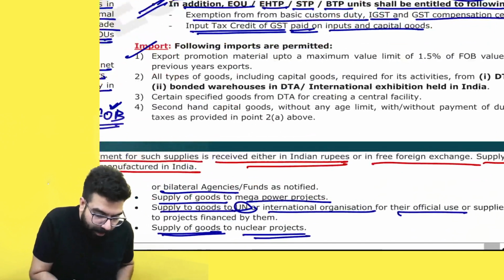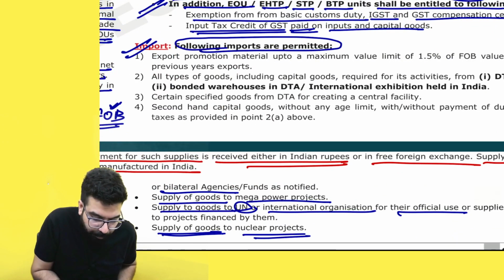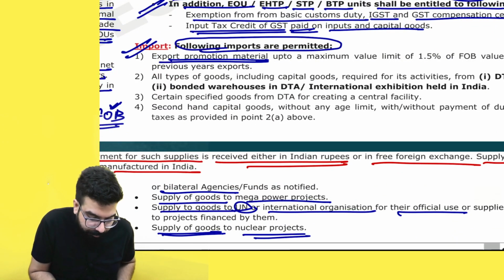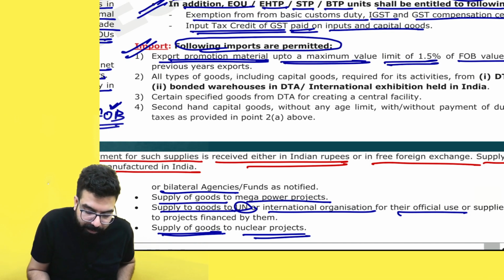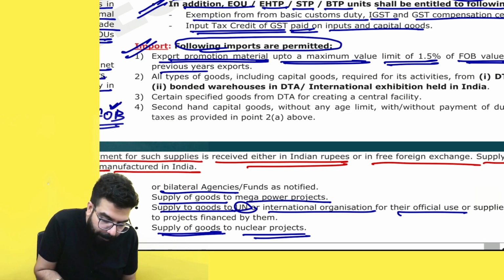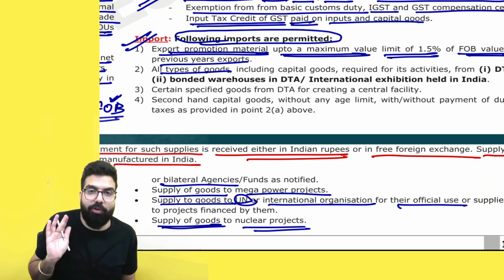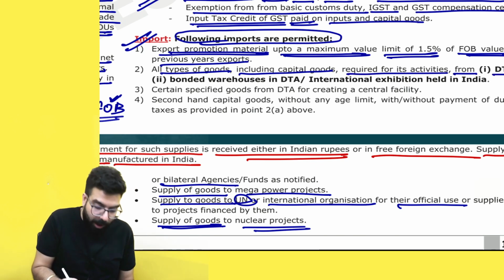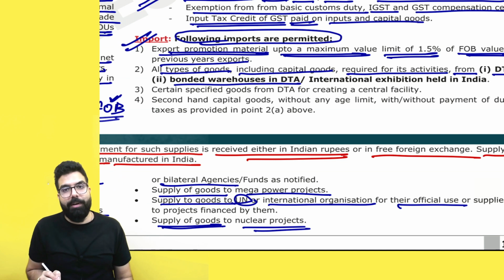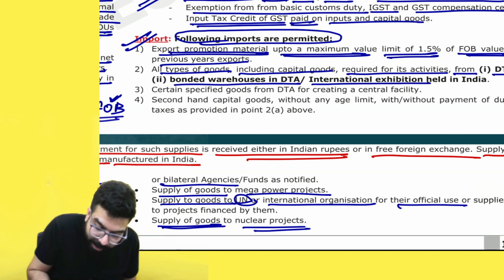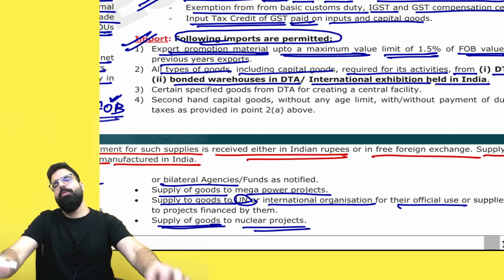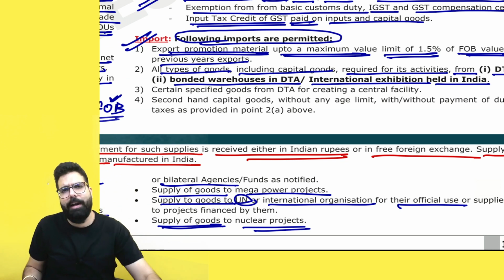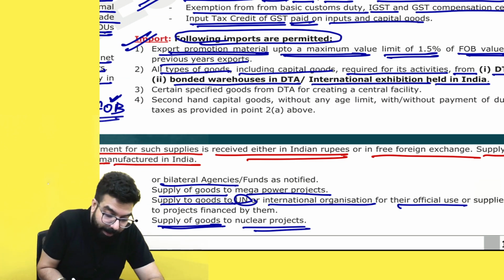Sir, what are the imports which are permitted? Export promotion material imports are permitted up to a maximum value limit of 1.5% of the FOB of the preceding financial year. All types of goods you can import, including capital goods required for its activity. From the domestic tariff area also you can buy, from a bonded warehouse in the domestic tariff area, or international exhibitions which are held in India. From all those you can buy, and you don't have to pay any duties, any GST, etc.